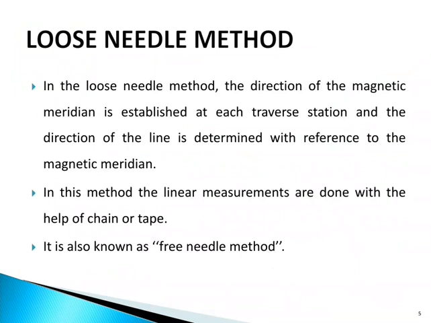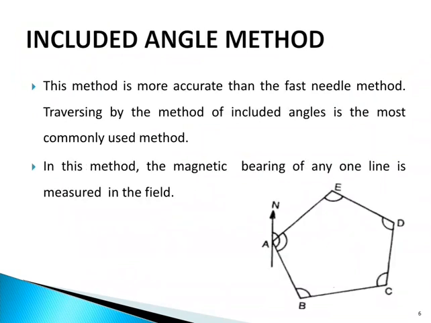Next is loose needle method. In the loose needle method, the direction of the magnetic meridian is established at each traverse station and the direction of the line is determined with reference to the magnetic meridian. In this method, the linear measurements are done with the help of chain or tape. It is also known as the free needle method. Remember it has mainly two names, so do not be surprised if it is asked as free needle method in the examination.